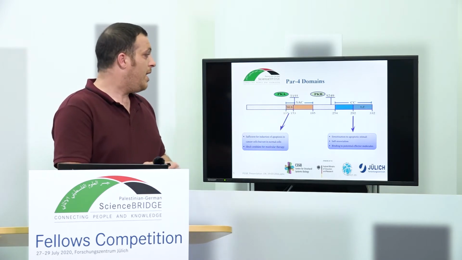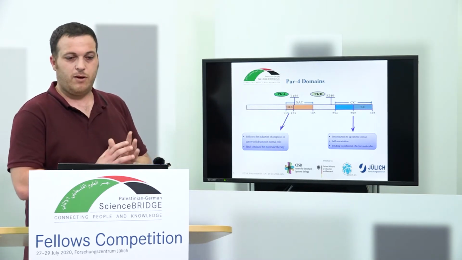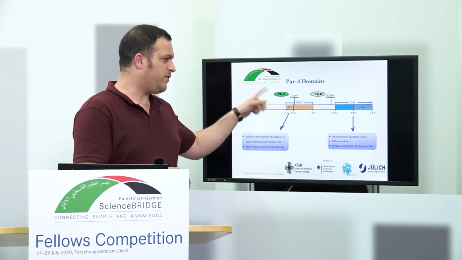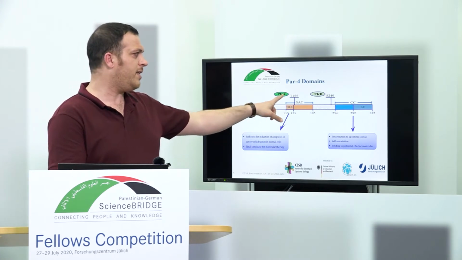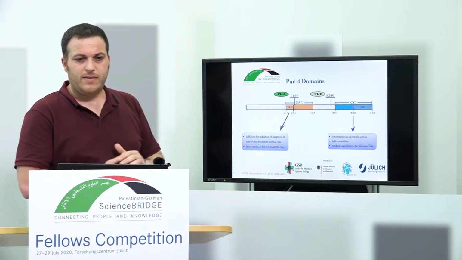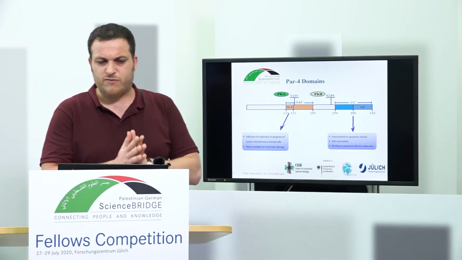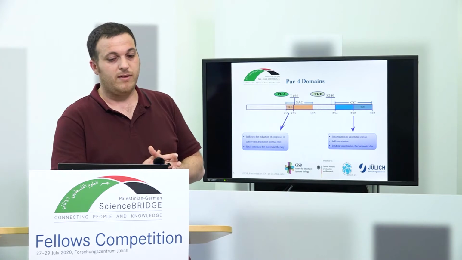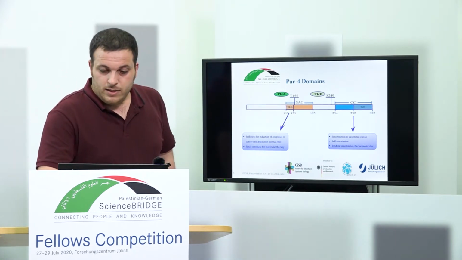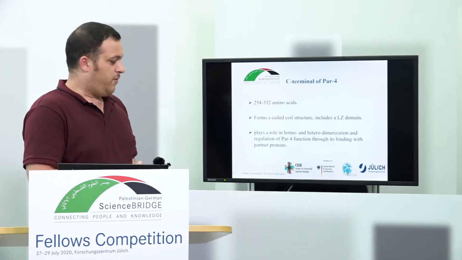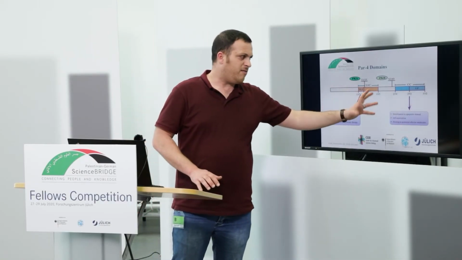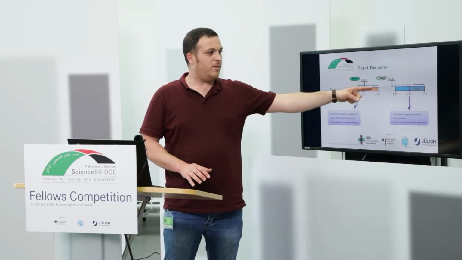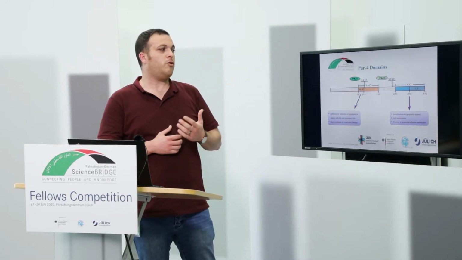Also, there are phosphorylation sites in Par-4. There is a phosphorylation site for protein kinase A at threonine 155, and there is also a phosphorylation site for protein kinase B at serine 249. So the C terminal, as I said before, ranges between 254 and 332, and this region was predicted to form a coiled-coil structure.